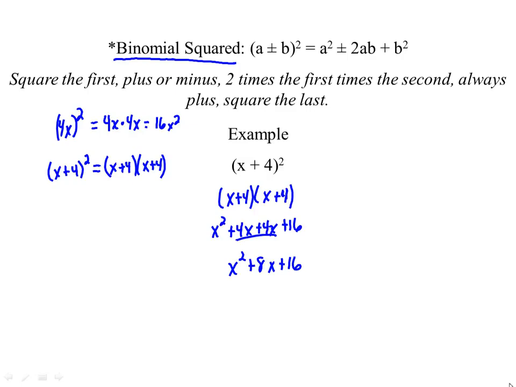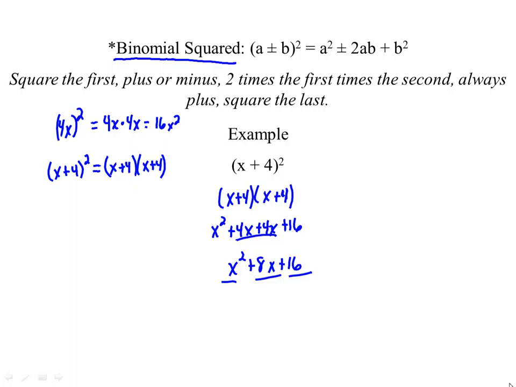So what is the pattern? The pattern is square, double, square. Now, again, I just showed you that you can pull this out. So if you know the pattern, great. If you don't know the pattern, you're okay. It's fine. You don't have to know the pattern. But look, square, double, square.